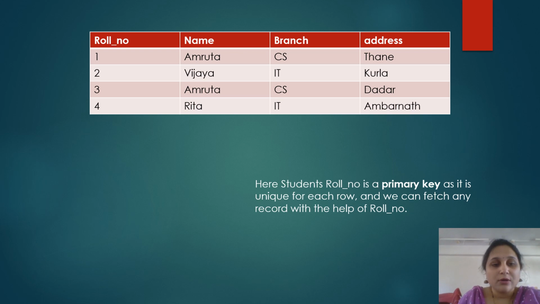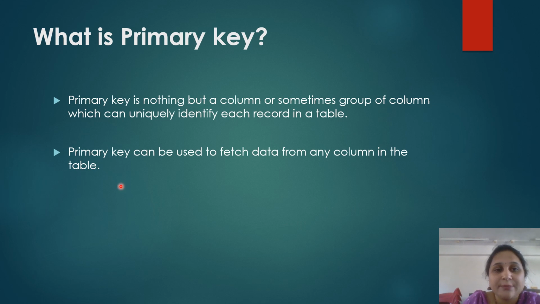Students, a primary key is an attribute in a table which uniquely identifies a particular record. The roll number column contains unique roll numbers, so it is a primary key in this student table. We cannot make name a primary key, see, two students have the same name, Amruta. But roll number values are all unique. Primary key is a column or sometimes a group of columns. There can be a single column as primary key, or sometimes two or more columns together form a primary key. They uniquely identify each record in a table.